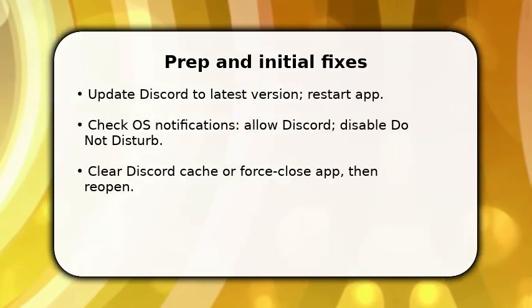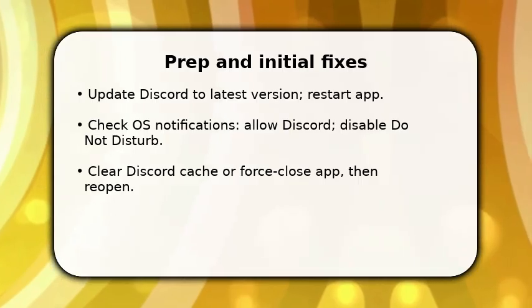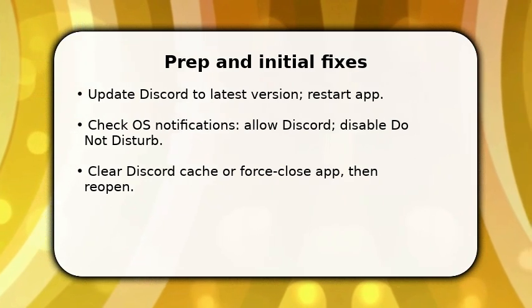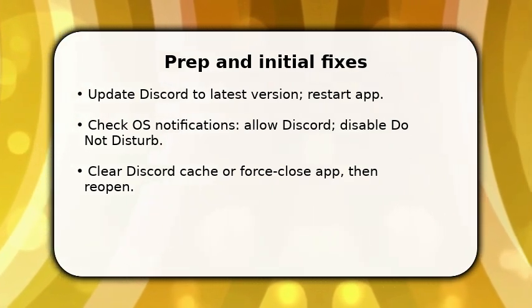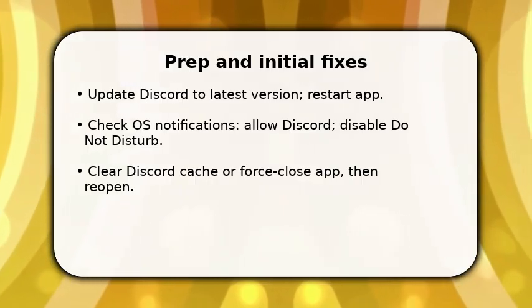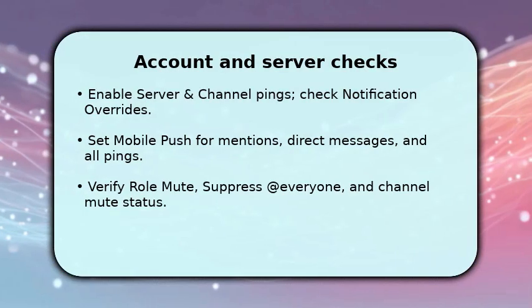These steps reset stalled notification tokens and remove corrupt temporary files, so subsequent changes actually take effect and you won't be chasing phantom problems. Next, focus inside Discord itself to make sure notifications are permitted where you expect them.